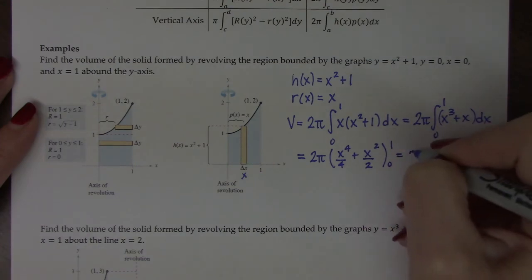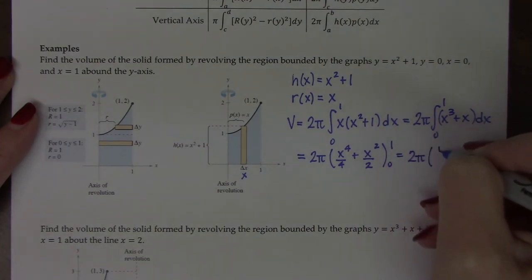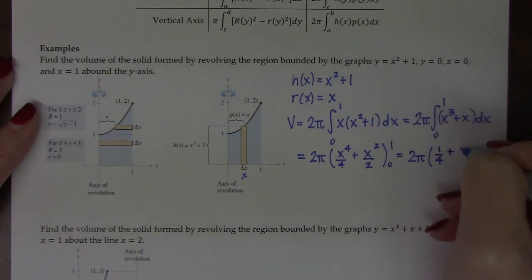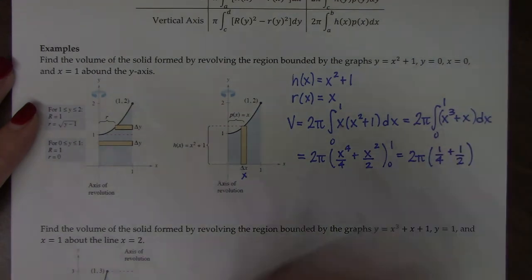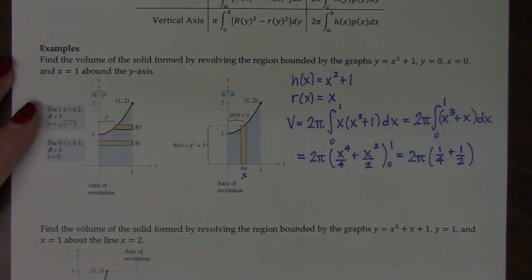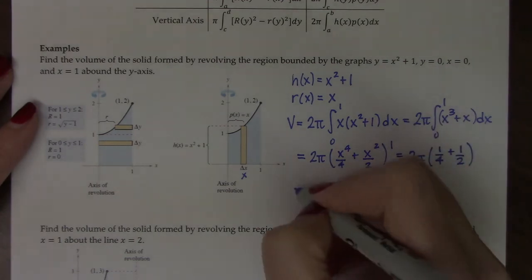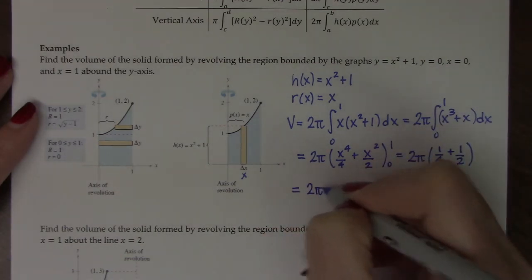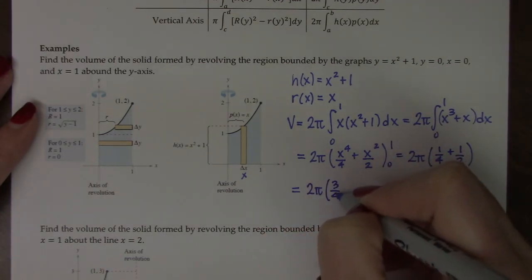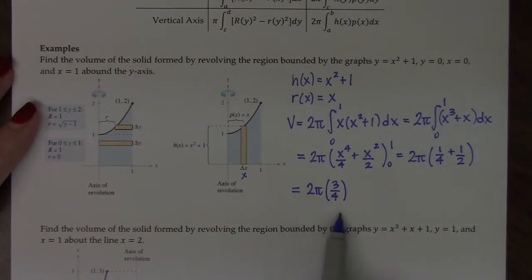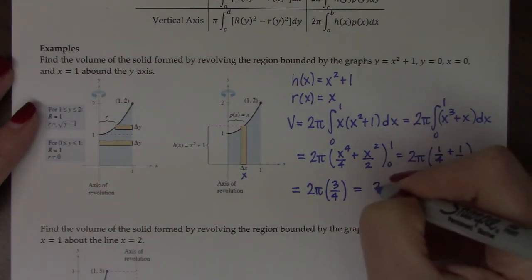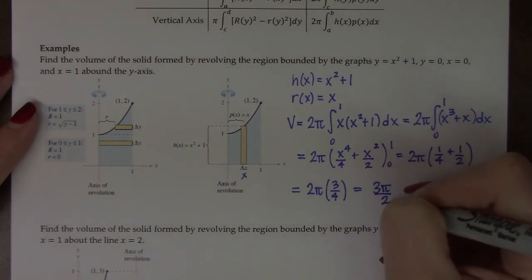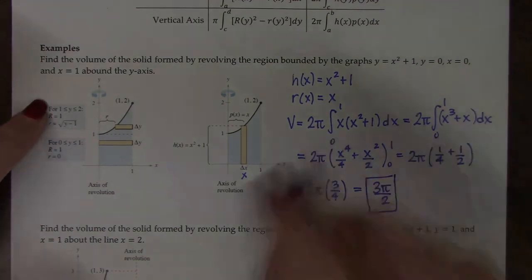So I really only have to plug in 1. And 1/4 plus a half is 3/4. So I get 2 pi times 3/4, but the 2's will cancel, and I get back 3 pi over 2.